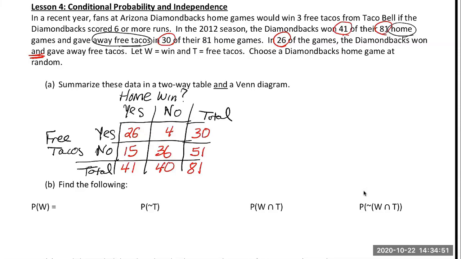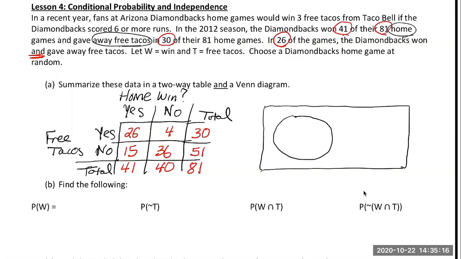We're also asked to do a Venn diagram. Again, on the AP exam, you wouldn't be asked to just create these. You just jump right into questions. These are helpful tools to use to answer probability questions. So here's our Venn diagram. Start with a rectangle. Everything in this rectangle, there are 81 home games represented. The first circle will be that they won their home game. And this other circle will be T, free tacos were given away in that home game.